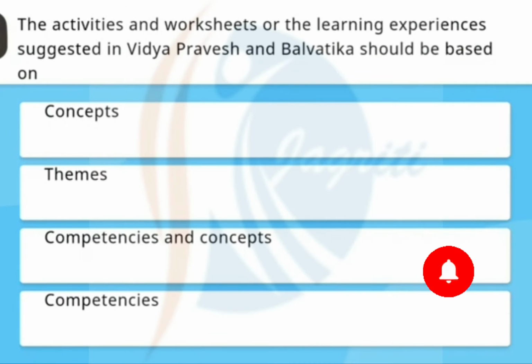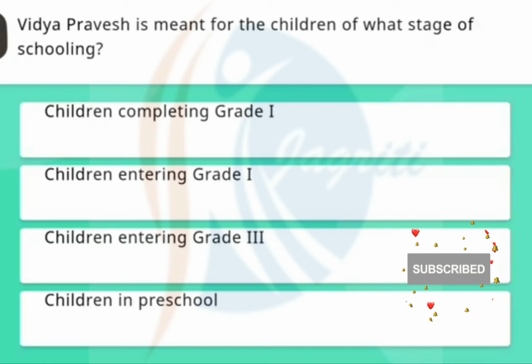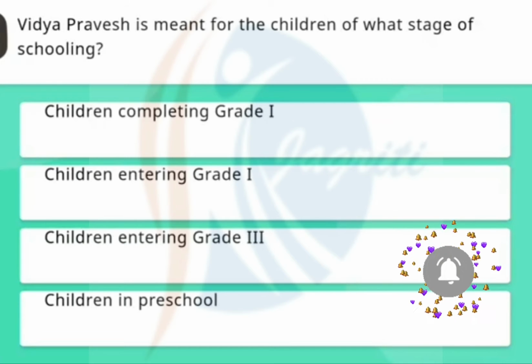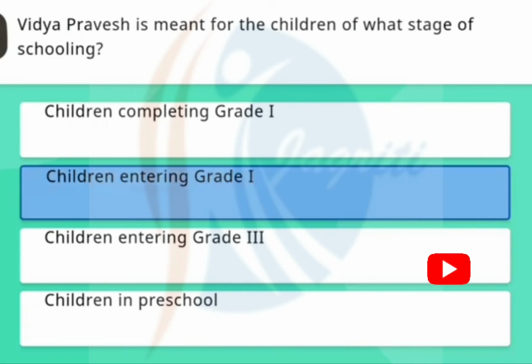Next question. The activities and worksheet or the learning experience suggested in Vidya Pravesh and Balvatika should be based on. Correct option is competencies and concepts. Next question. Vidya Pravesh is meant for the children of what stage of schooling? Correct option is children entering grade 1. So second one is the correct option.